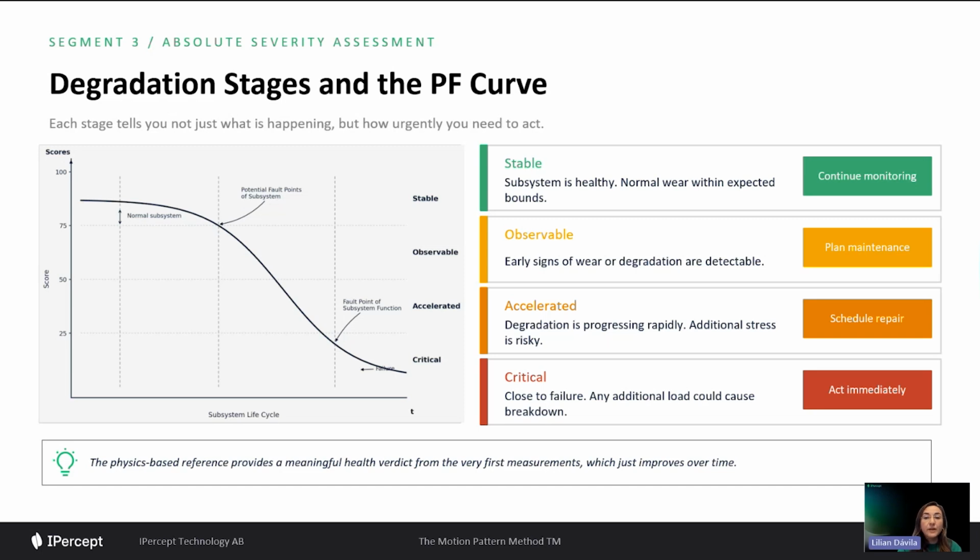And lastly, we have the critical stage. This is very close to failure, and any additional load could cause a breakdown. Here, we recommend to act immediately. What the PF curve shows you is a picture of where you are in this subsystem life cycle. However, the stages add the context of what you need to do right now. The other thing we're noting here is that because the reference is physics-based, the first measurements are already meaningful. The predictions only improve as more data is collected.